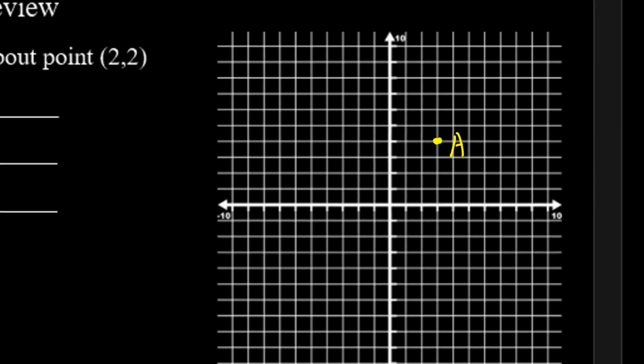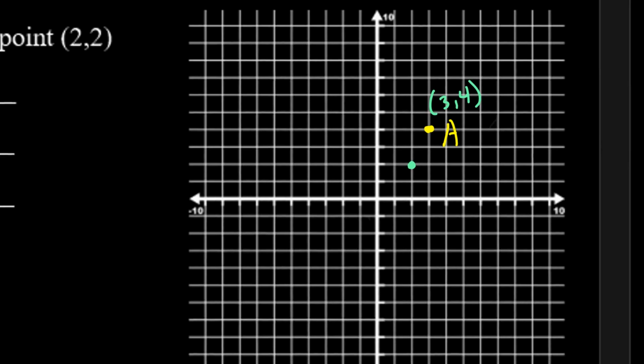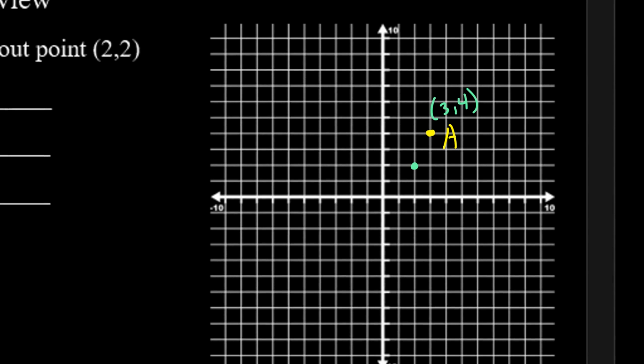So from the origin I'm moving up 2 over 2. This is our new origin. What did I just do to that A value? It was at 3, 4. Where is it now? If the green dot is my center of dilation, where is it? Up 3 over 4, 2, 2. If the green dot is the origin, A is located where?